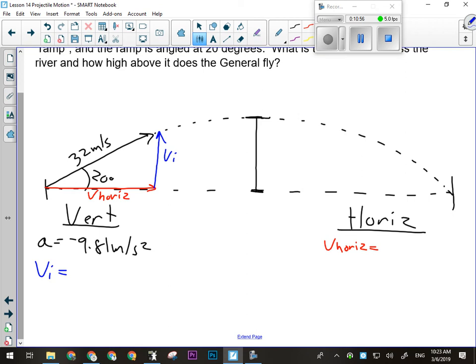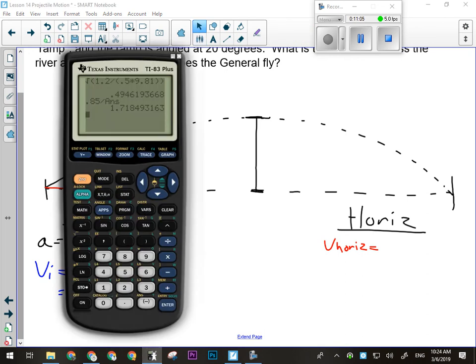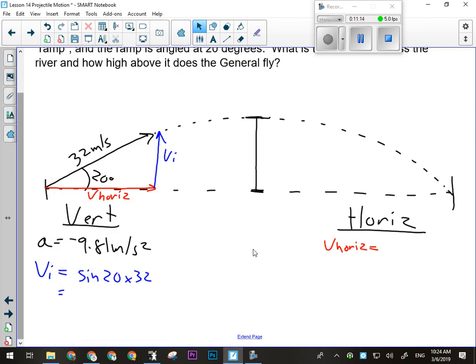All right, so VI is going to be the sine of 20 times 32 meters per second. Okay, so this thing is initially moving at 10.94 meters per second. Obviously, I'll keep all those decimal places in my calculator. Meters per second, and that's up. It's moving at 10.94 meters per second up.